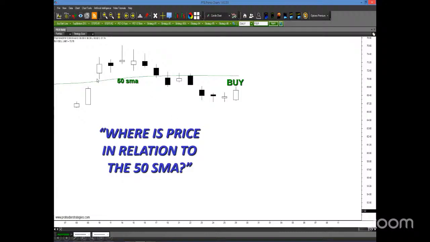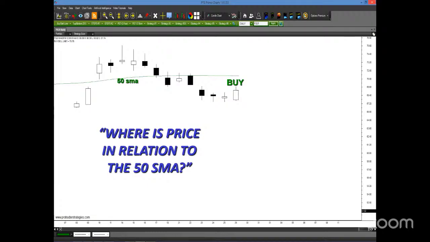Now, earlier it was above. You had 1, 2, 3, 4, 5, 6 bars closing above, but then we started closing below. 1, 2, 3, 4, 5, 6, 7 closes below. More than enough for the market to tell us, not me, not some guy on TV, not some economic report. The market is telling us, I want to go lower. The overall trend is down.